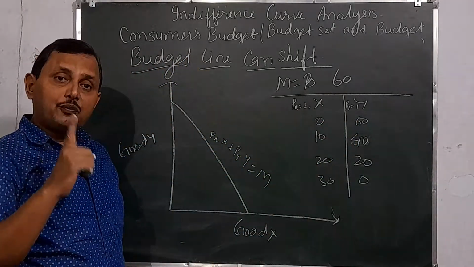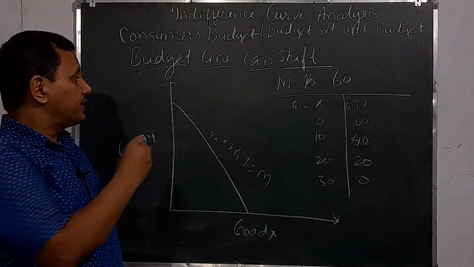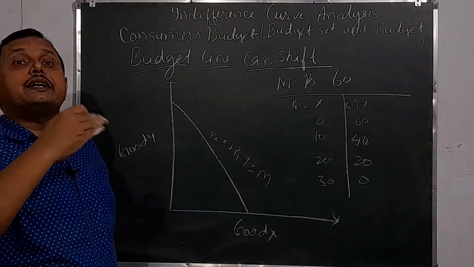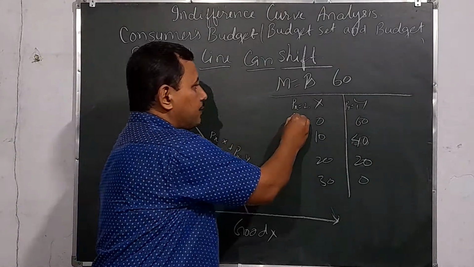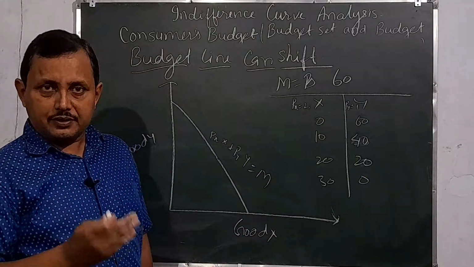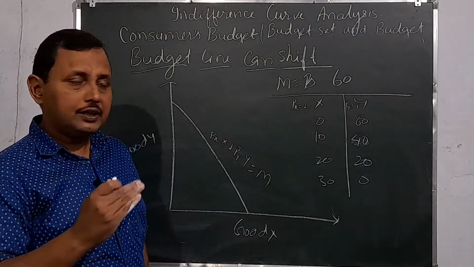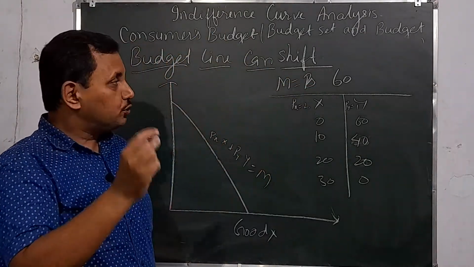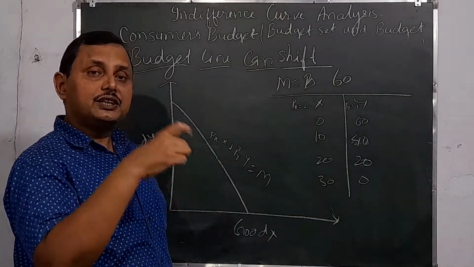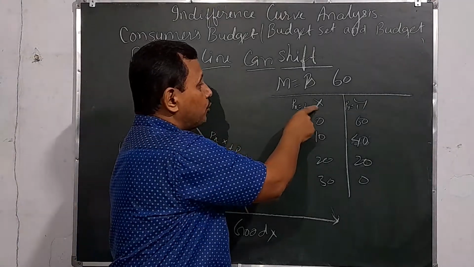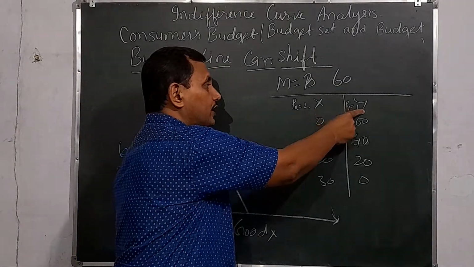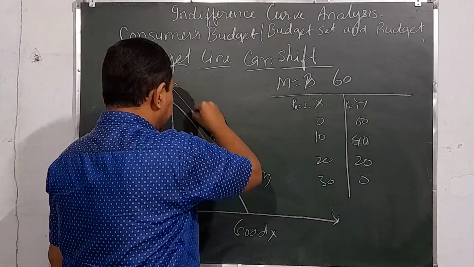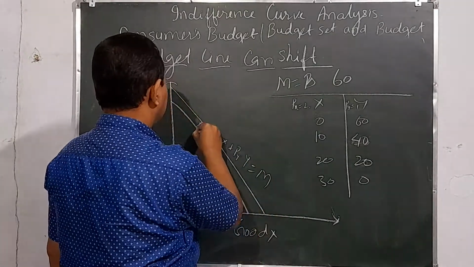Clear? So now we will see the conditions under which the budget line can shift. First condition, if the income of the consumer increases whereas the prices of good X and good Y are not changing. Prices of good X and good Y are constant, and the income or budget of the consumer is increased. So in the new budget, the consumer can purchase more quantity of good X as well as more quantity of good Y. Clear? So in that case, the budget line will shift forward.